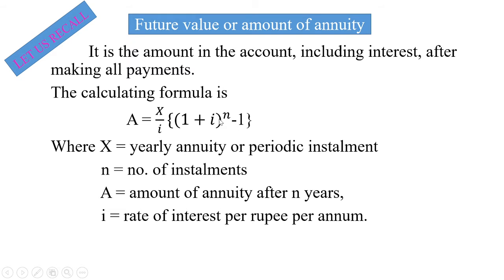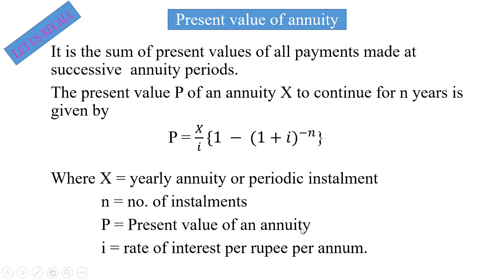The calculating formula is A = X/I {(1 + I)^n - 1}, where X is the yearly annuity or periodic installment, n is the number of installments, A is the amount of annuity after n years, and I is the rate of interest per rupee per annum. Also, we learned present value of annuity.